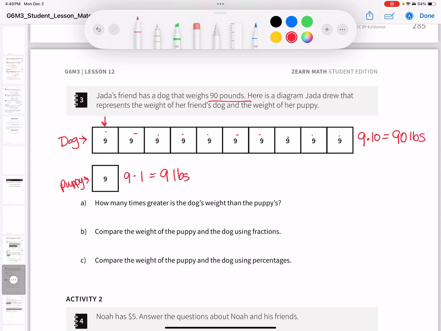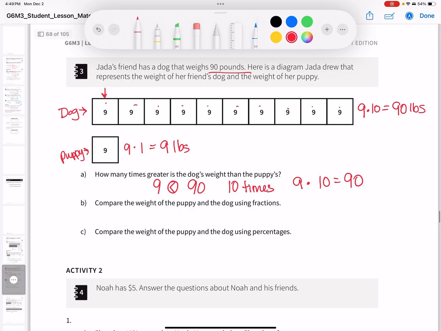So how many times greater is the dog's weight than the puppy's weight? Well, that's like saying 9 is how much less than 90, or 90 is how much greater than 9. It's greater by 10, right? It's 10 times greater. How do we know? Because 9 times 10 gets us 90. So the dog's weight is 10 times bigger than the puppy's weight.